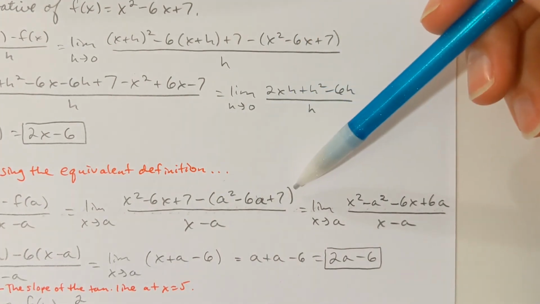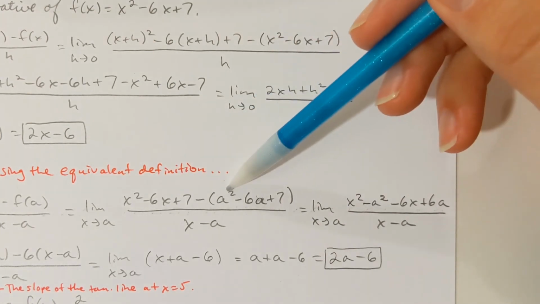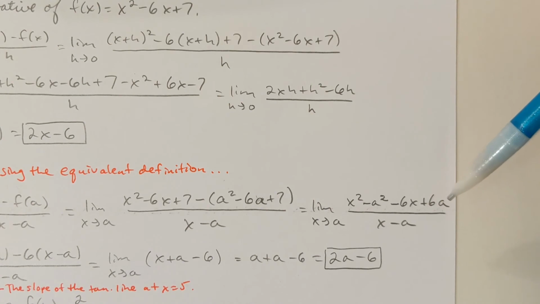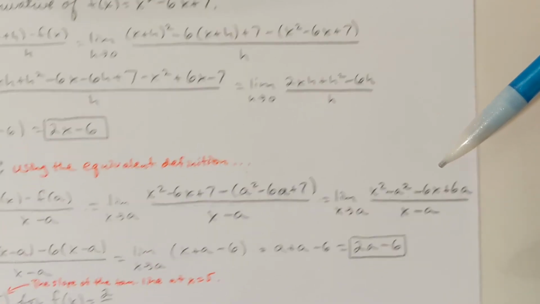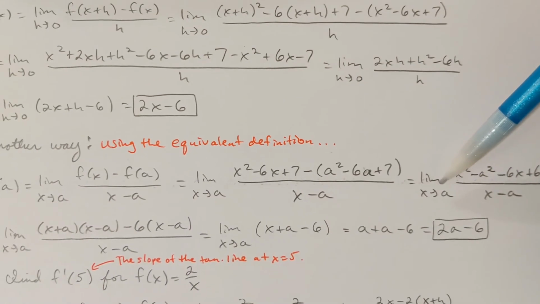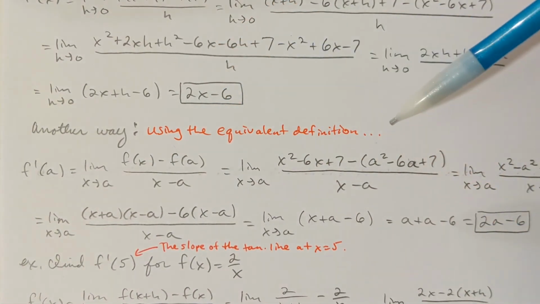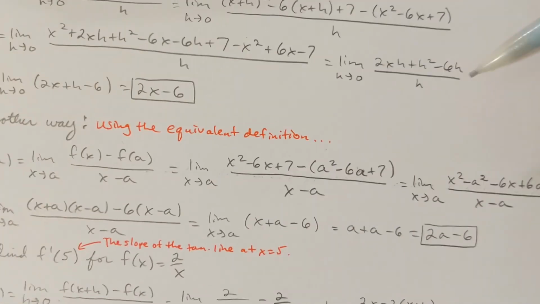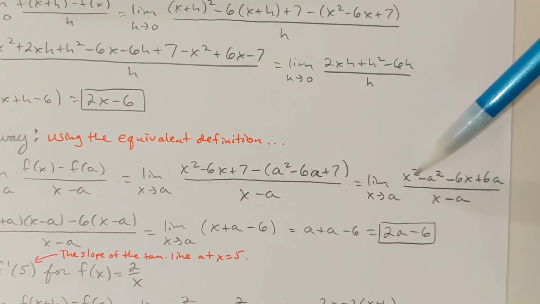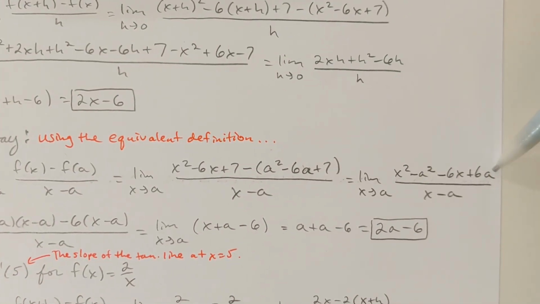7 minus 7 is 0, right? So I can cancel those terms. And let me group the squared terms together, and then the other two terms, I'll group those together. All right, now x squared minus a squared, what I see here, factors as x plus a times x minus a, right? That's the difference of two squares. Now, I've got these two terms as one group and these two terms as another group.